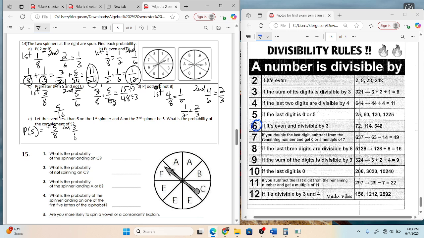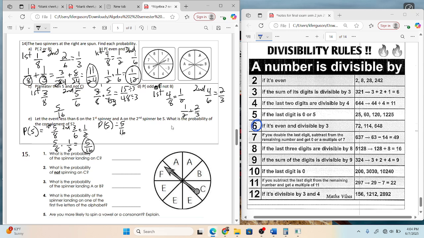So that's 3 out of 6, which reduces to 1/2. So I need the probability of that happening. Because those are just one event and any other, they're multiplied. So 5 over 8 times 1 over 2. That's going to be similar to what we just did, right? That's 5 over 16. So the probability of S is 5 over 16.